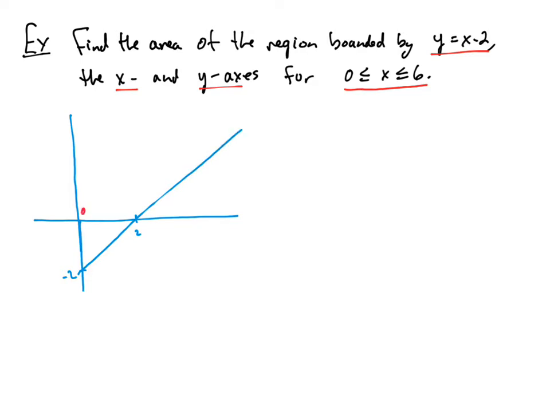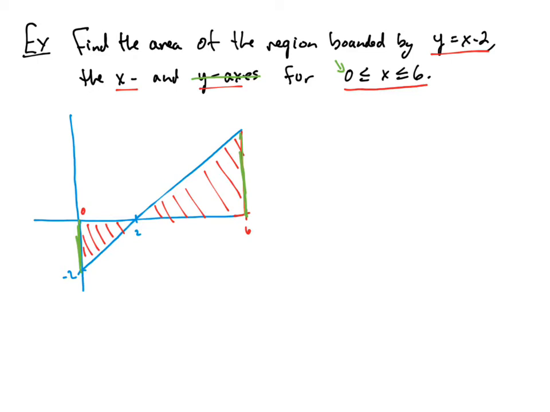And we're between 0 and 6 here. So we want this area. When it says the area bounded by y equals x minus 2 and the x-axis, I guess we don't even need to say the y-axis. That doesn't totally make sense. So let's not say that, because the y-axis is this 0 value here. So we're from here over to here. So we want to find this area.